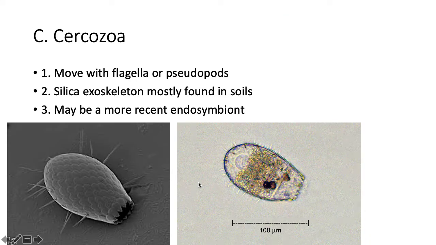Final group is called the Cercozoa. They move with flagella or pseudopods. They have a silica exoskeleton, and they're mostly found in soils. And one important piece with the Cercozoa is that they're probably an organism that has recently undergone endosymbiosis compared to all the other groups that we've been looking at. So we're studying them to learn more about endosymbiosis.